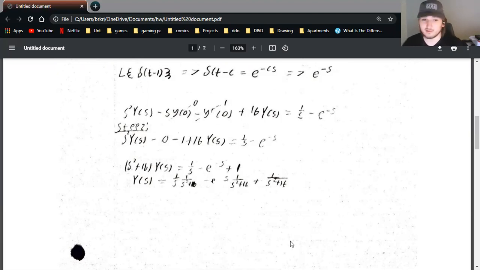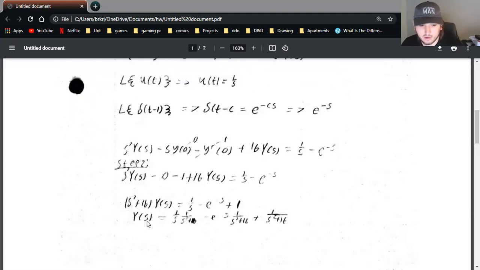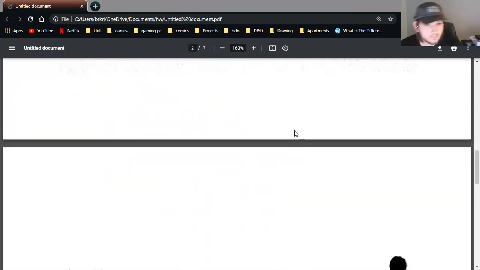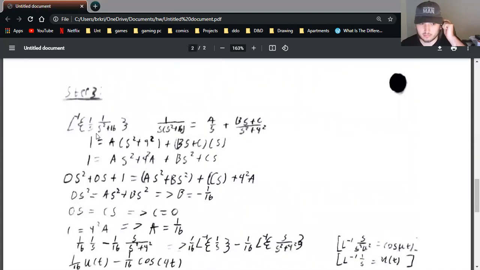Now we move on to the final step, which is step 3. We're two thirds of the way through it. Now, each of these four parts, meaning this part, this part, this part, and this part, we will want to inverse Laplace it. So let's start with 1 over s times 1 over s squared plus 16. Now we can't just take the inverse Laplace of this directly, so it's not practical to do it.